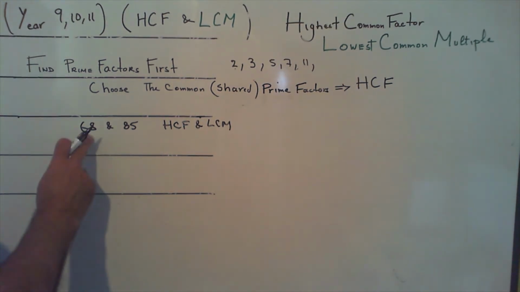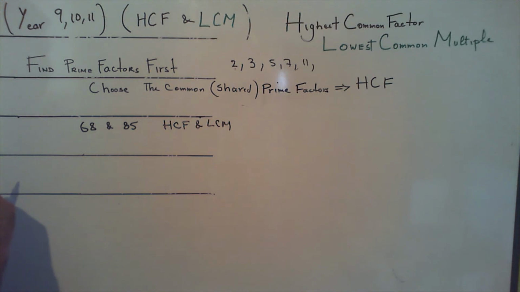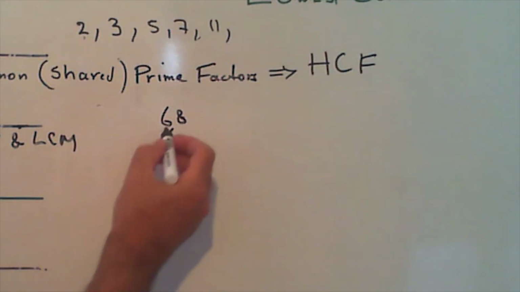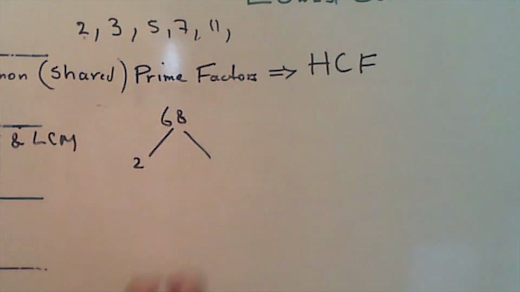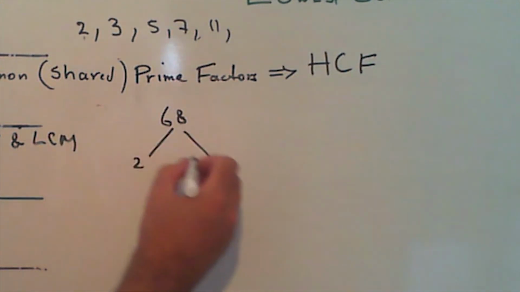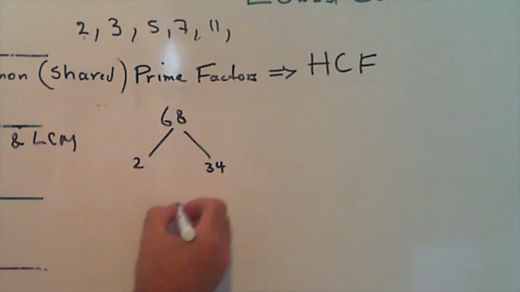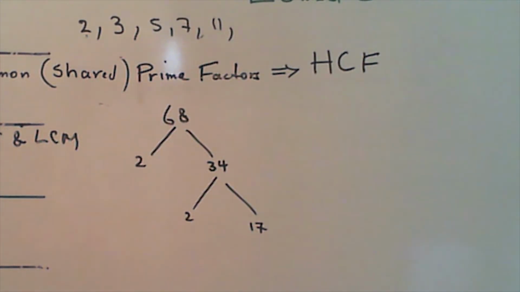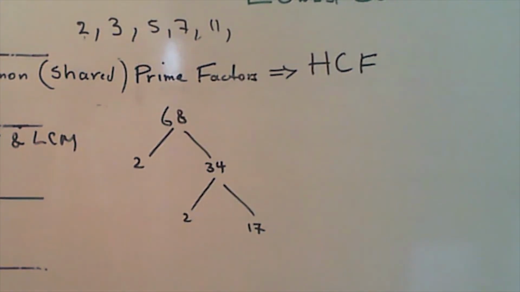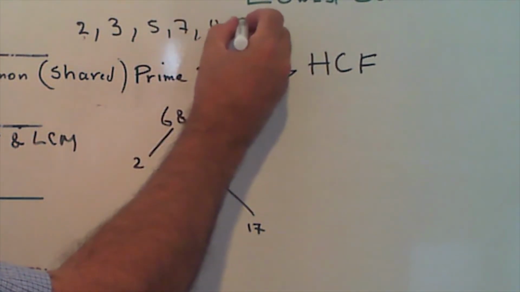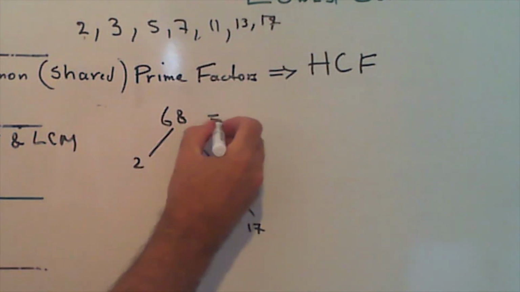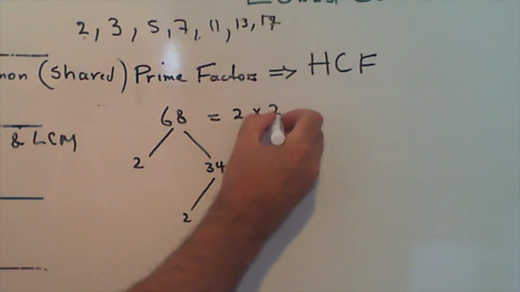Alright, let's do 68. First, what I have to do is find the prime factors. Can I divide this by 2? Yes, I can. So that gives you 34. Can I divide 34 by 2? Yes, I can. And 17 is itself, if you remember, a prime number. So it ends here. So I can write 68 equals 2 times 2 times 17.